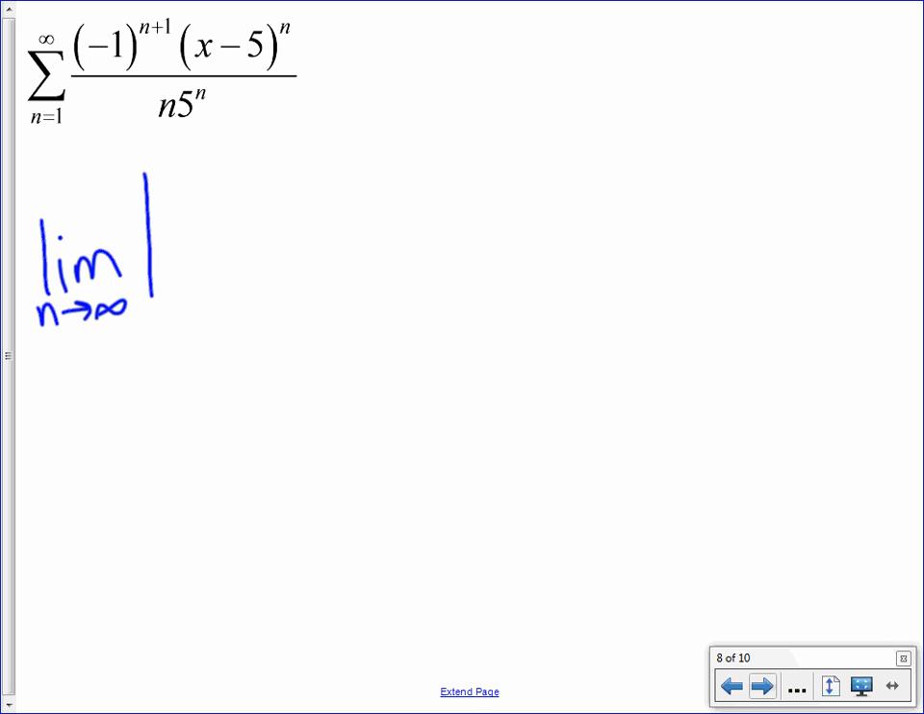Okay, so first of all, does the -1 to the n plus 1 really affect the ratio test? No, because we're inside the absolute value. Do we have to write it?